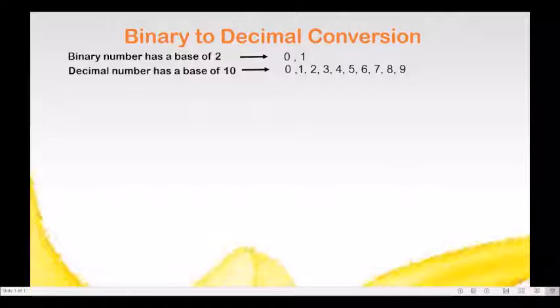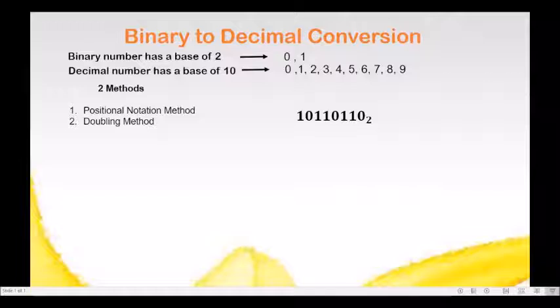We have here two methods on how we are going to convert the binary number into its equivalent decimal number. These methods are the positional notation method and the doubling method. So suppose we are going to convert the binary number 1011010 into its equivalent decimal number. Then how do we do this? We first use the positional notation method in converting our given binary number into its equivalent decimal number. So how do we do this?